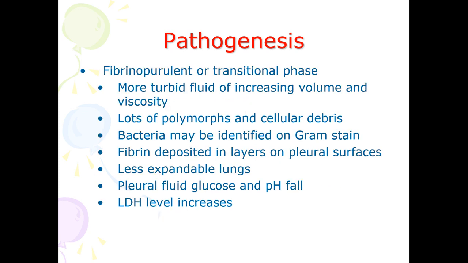Pathogenesis, fibropurulent or transitional phase. The second phase is transitional phase: more turbid fluid of increasing volume and viscosity, loss of polymorphs and cellular debris. Bacteria may be identified on gram stain, fibrin deposited in layers on pleural surfaces, less expandable lungs, pleural fluid glucose and pH fall down while LDH level increases.